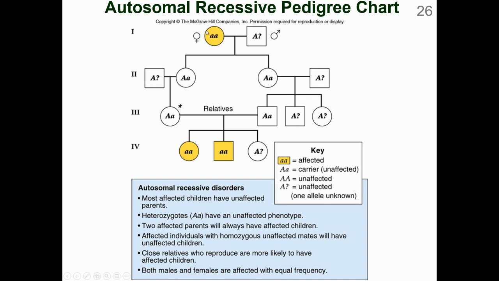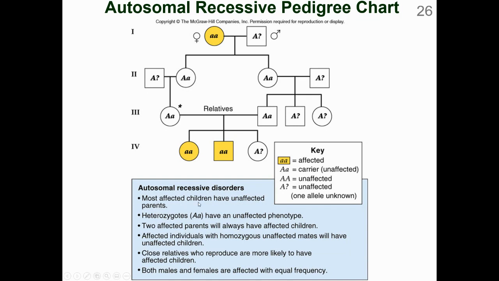So I can use this, looking at the pattern of inheritance, to figure out what these unknowns are. So if I look at an autosomal recessive pedigree, here I see, well, females seem to be affected more than males. And not a lot of individuals are affected. Seems to skip a generation, doesn't it? Or two, married relatives here. But it doesn't show up frequently. So here, this is indicative of an autosomal recessive disorder.